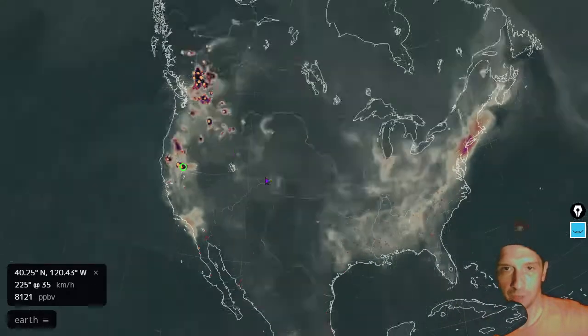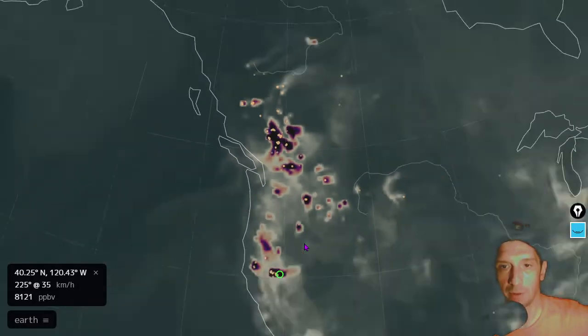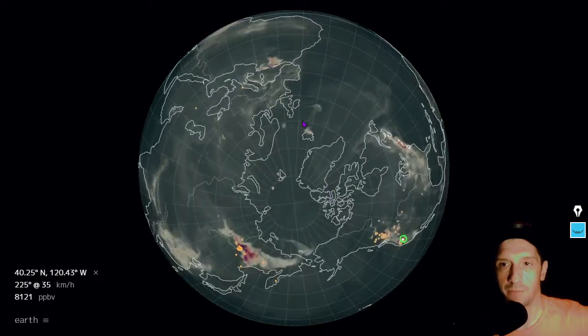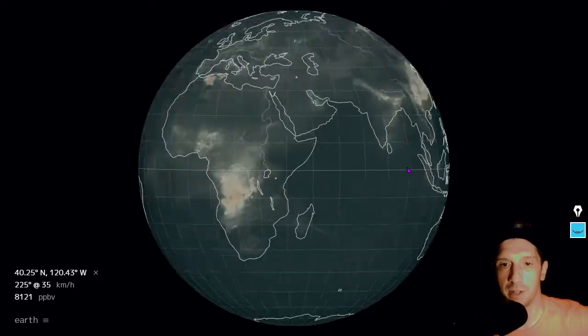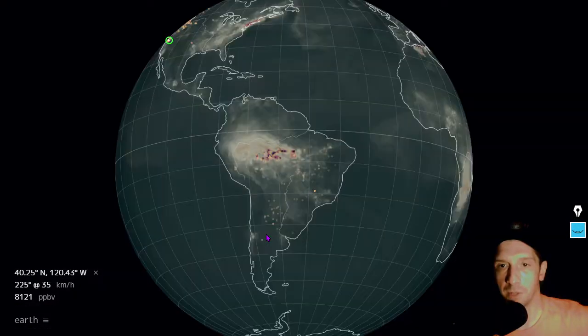So you can see all these fires in BC as well. A lot more fires in BC. And when we zoom out, you can see quite a lot of fires on planet Earth right now. South America burning pretty well as well.